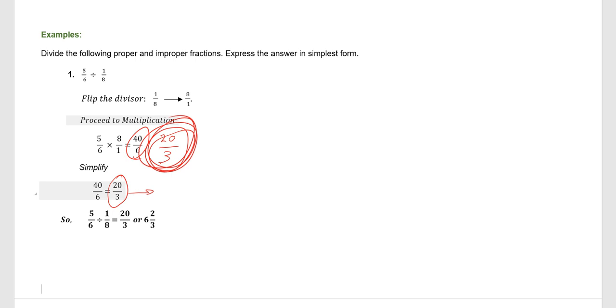So how many full threes are in 20? 3 times 7 is 21. So it's not 7, so it's got to be 6, because 3 times 6 is 18, which is within 20. So the whole number is 6. There are 6 whole threes in 20. And then 3 times 6 is 18, so the remainder is 2 to get to 20. So the remainder is 2 over 3, the denominator. So 5/6 divided by 1/8 is equal to 20/3, or 6 2/3.